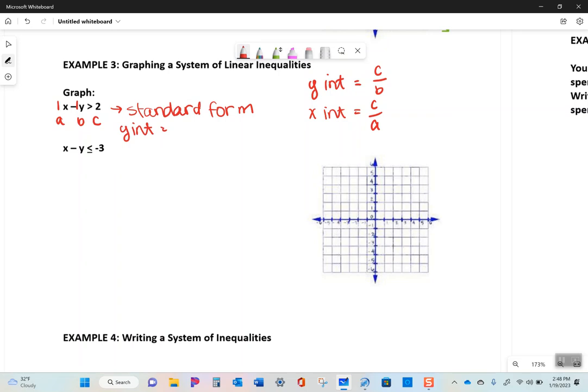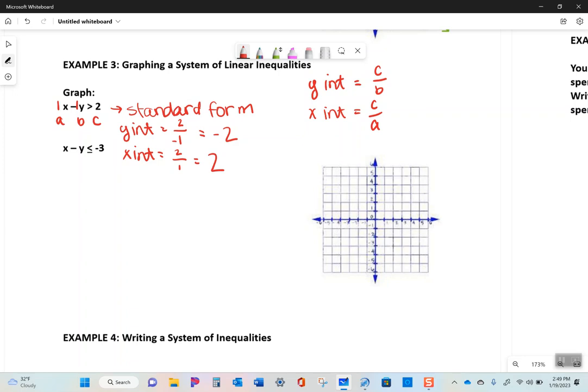We're doing C divided by B. So we're going to have 2 divided by 1, which is what? I mean, -1, which is what? -2, right? Yeah, no big deal. All right. And then my x-intercept is going to be 2 divided by what? +1, which is 2. Okay, so let's graph this thing.